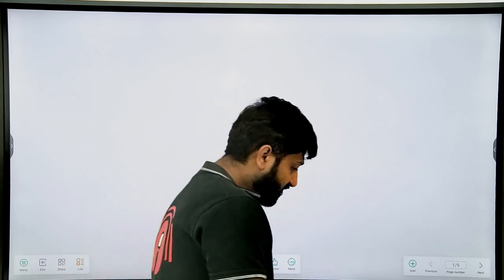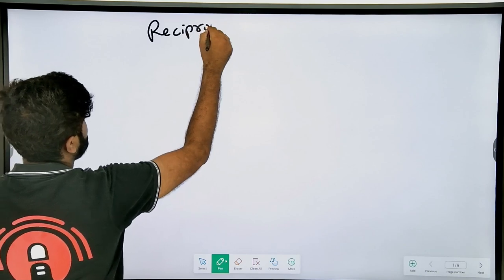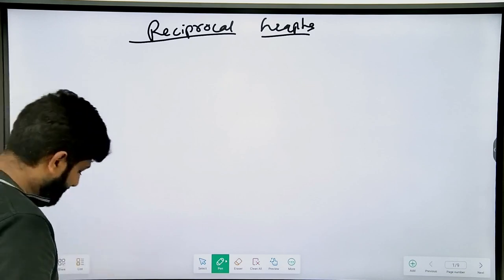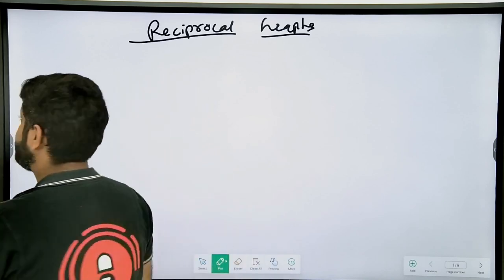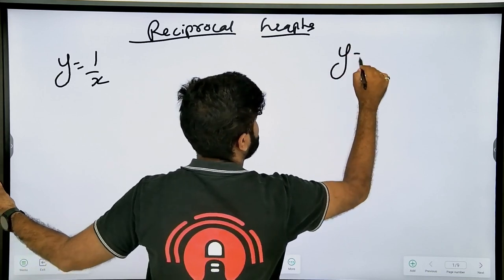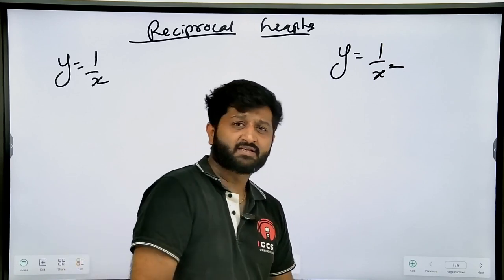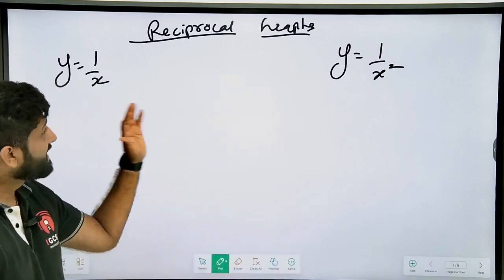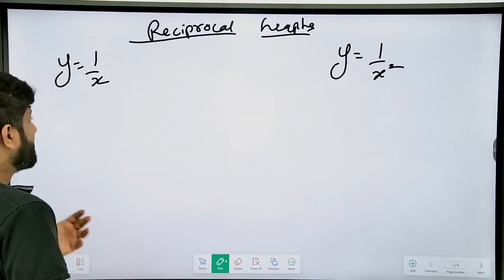Now, moving to the next part of the graph, that is reciprocal graphs. In reciprocal graphs, there are two kinds of graph that are important. The first one is y equals 1 by x, and the second is y equals 1 by x square. Now, guys, what do you mean by reciprocal graphs? Reciprocal graphs means when you increase the value of x, the value of y is decreasing. That is what reciprocal graphs is all about.